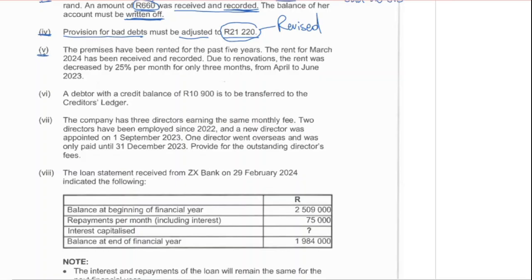In adjustment 5, it states that the premises have been rented for the past 5 years. The rent for March 2024 has been received and recorded. Due to renovations, the rent was decreased by 25% per month for only 3 months from April to June 2023.